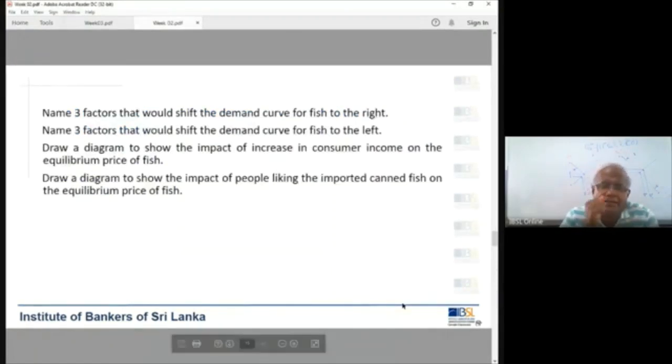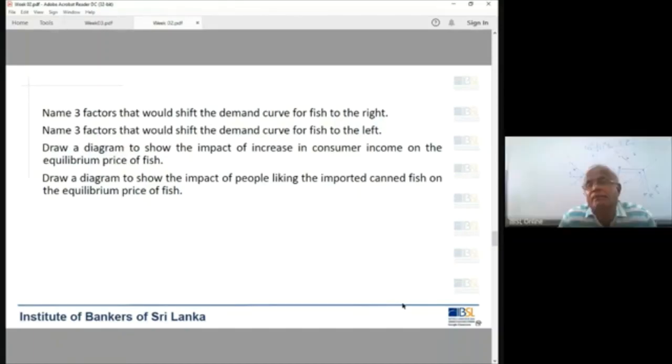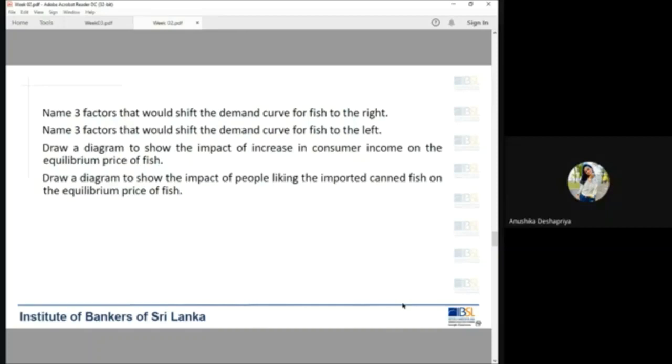Name 3 factors that would shift the demand curve for fish to the right. Okay, now it's up to you. Tell me. One of these is increase in price of chicken. That is one factor. Tell me another 2 factors that shift the demand curve. Consumer income increase. Very good. When consumers' income increases, people start buying more of most of the goods.